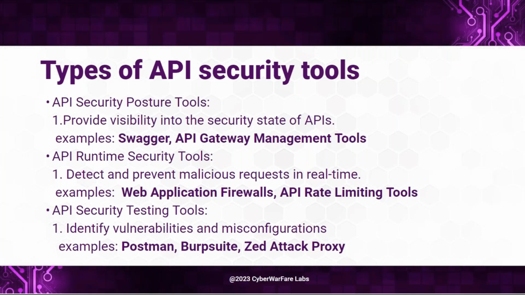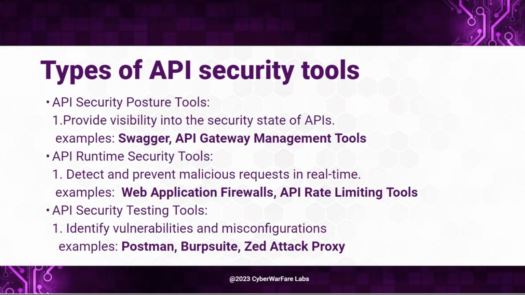Next, API runtime security tools. These are like antiviruses. They detect and prevent malicious requests in real time. For example, firewalls and API rate limiting tools. These limit the requests that are sent by a user.